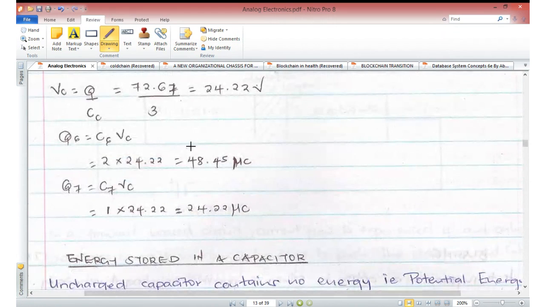So the same concept is with Q6 and Q7. So first of all, determine that.